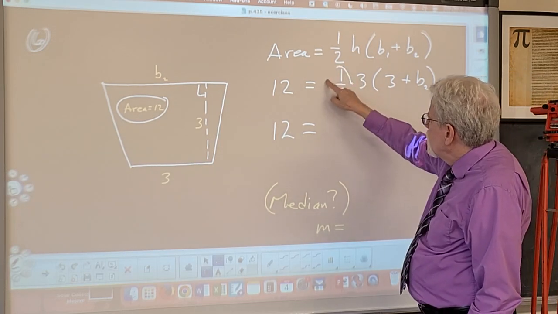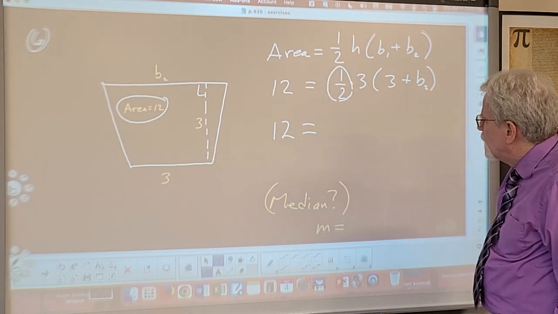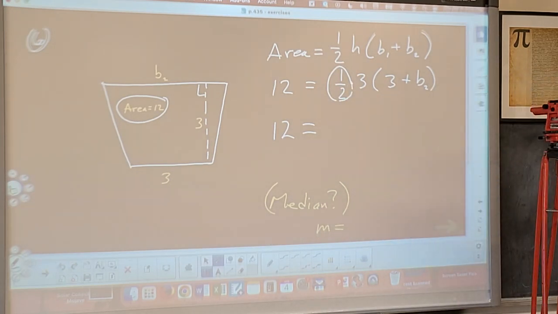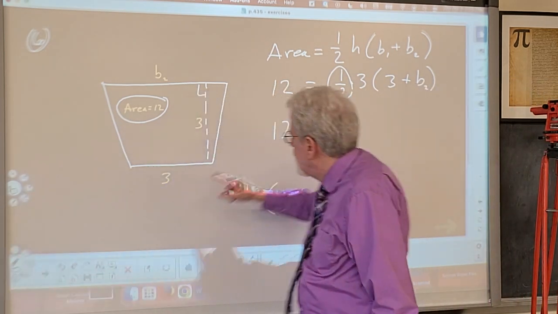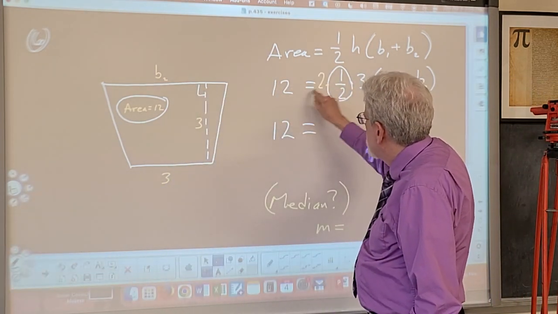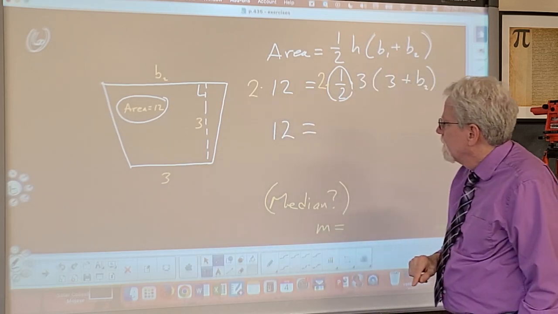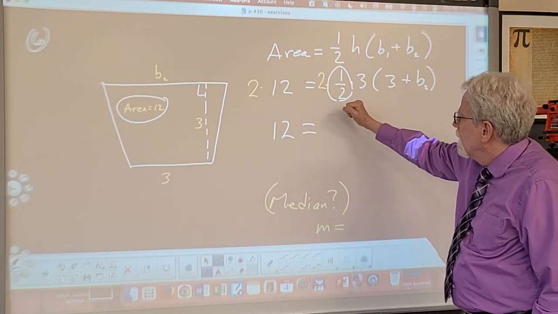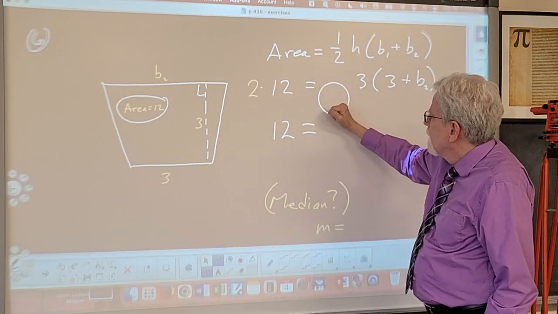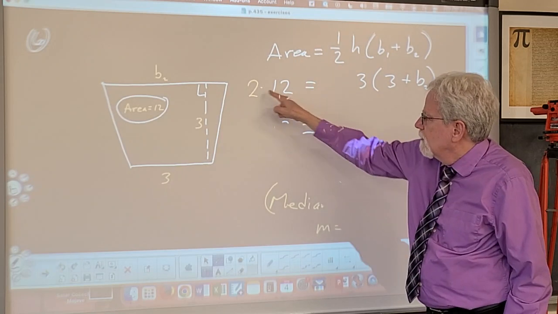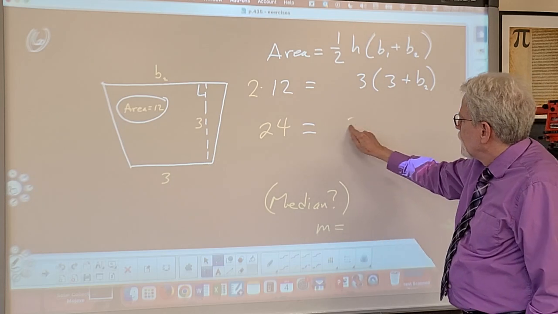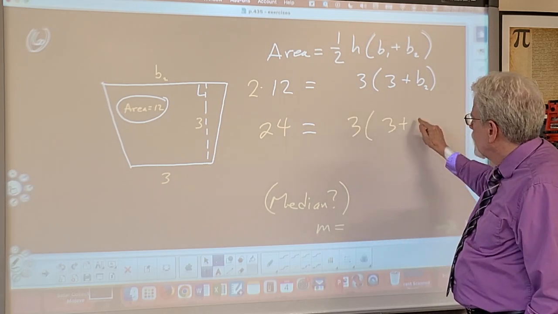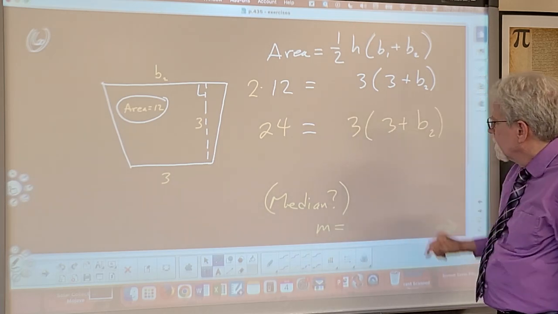Let's get rid of this nasty fraction. How can you get rid of multiplication by 1/2? How about if we multiply both sides of the equation by 2? Because 2 times 1/2 cancels. And here we now have 24 equals 3 times (3 plus b2).